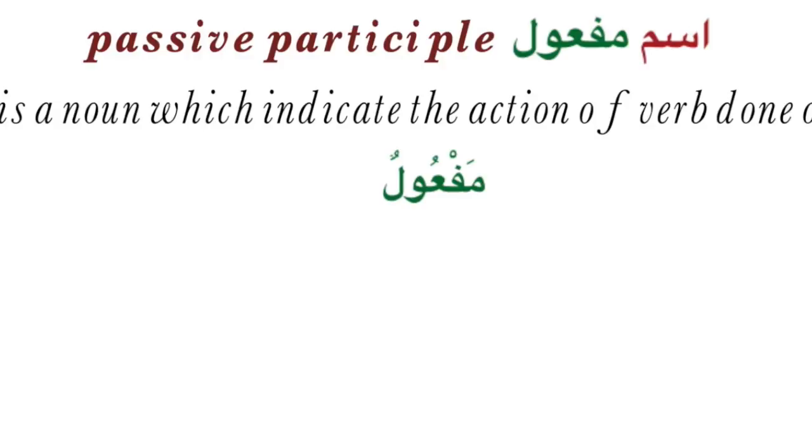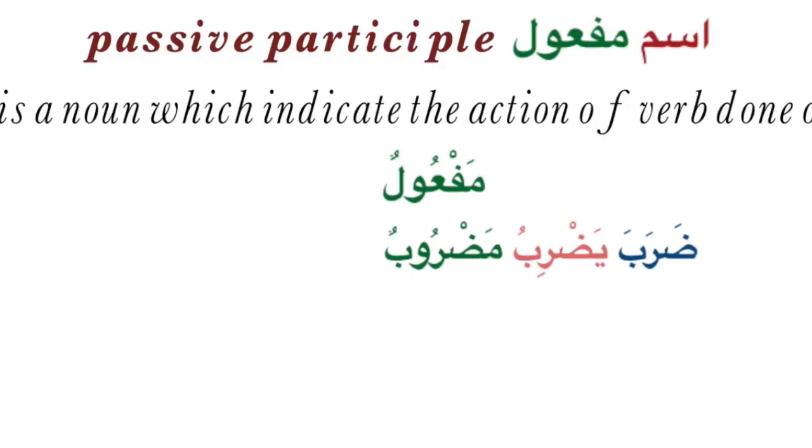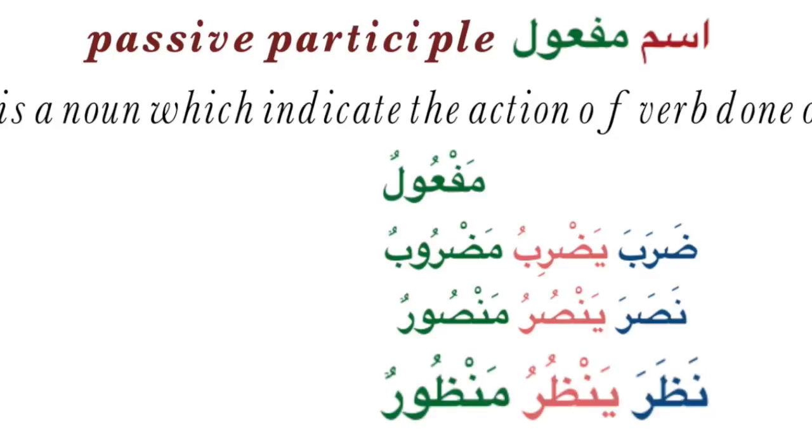Let's bring some examples. Daraba is the fa'al, yadribu is the mudari', madrubun. This is the ism which tells us that the action has been taken upon. So madrubun is a maf'ulun. If you want to say nasara, he helped, yansuru, he helps, mansurun is a thing which is being helped. Maf'ulun is mansurun. Nazara, yanzuru, manzurun, the thing which has been seen, manzurun.